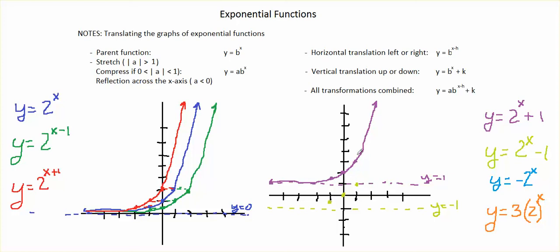Let's go ahead and plug in -2 just to make sure. -2 is the reciprocal of 2, 1/2 squared. So that's a quarter minus 1 is -3/4. And again, it's going to get close to my horizontal asymptote and never touch it in the negative direction.